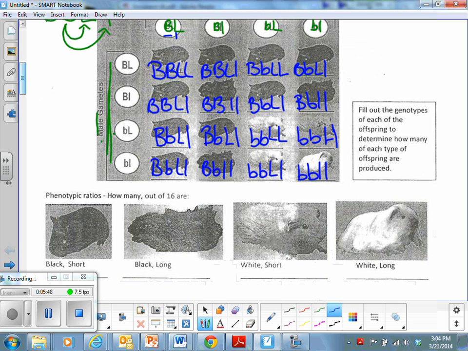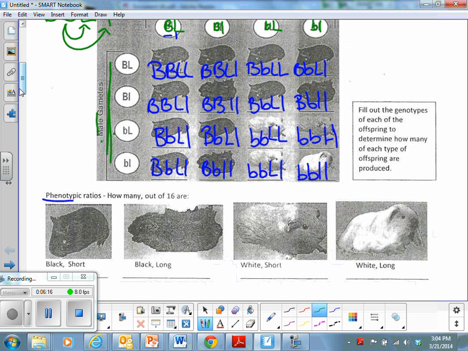Okay, so now what they want you to do is figure out the phenotypic ratio. When you do dihybrids, they're not going to ask you for the genotypic ratio anymore. They're only going to ask you for the phenotypic, remembering that phenotypic means physical appearance, so what it looks like. So all you have to do is go around and check and count how many of each particular phenotype you have. Now, there's only 4 different possibilities. You can either be black and short, black and long, white and short, or white and long.